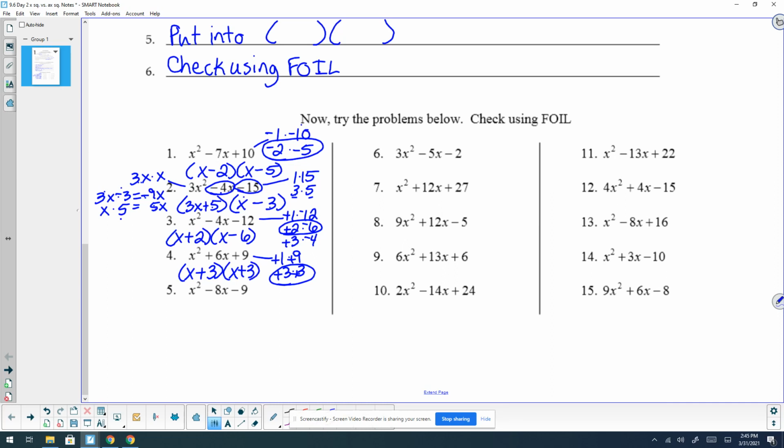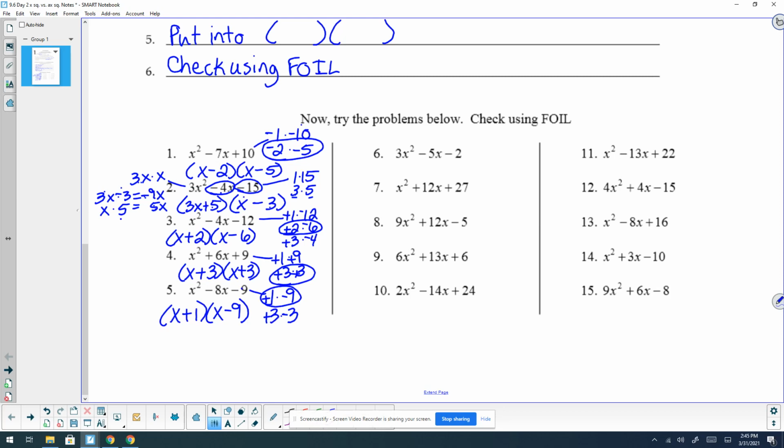On to 5, the last one in this column. Again, I have no number in front, so I can just make a factor tree here. The sign of my middle term is negative, so my larger numbers are negative. The sign of the back is negative, so my smaller numbers need to be positive. What can get me to negative 8? It's going to be negative 9 and positive 1. So x plus 1 times x minus 9. All right, and each one of those we could use FOIL to check, but we do not have to do that at this point in time.